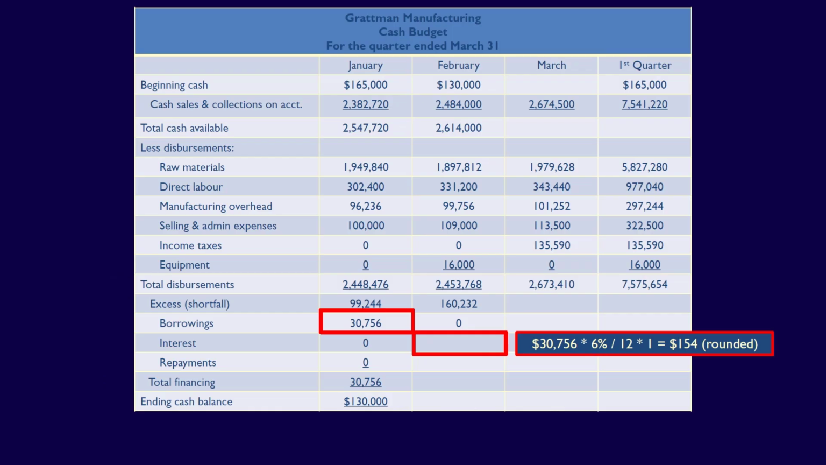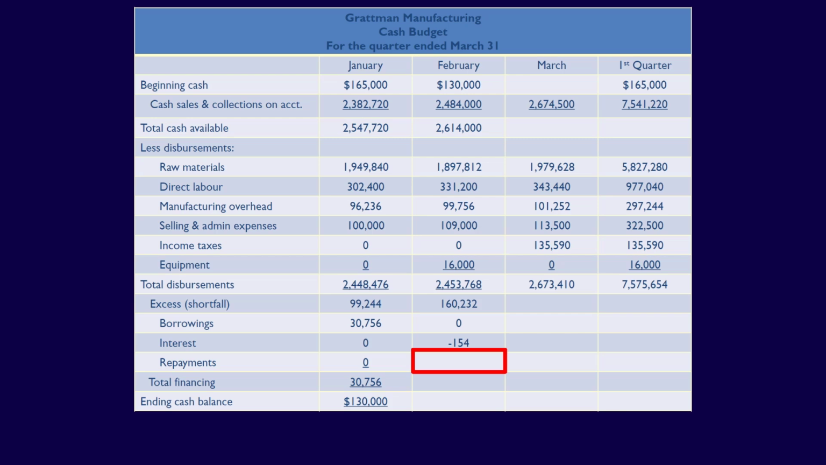To calculate the interest paid in February, we take the borrowings of $30,756 and we multiply it by 6%, divide by 12 months to get the monthly interest rate, and multiply by 1 month. Interest is therefore equal to $154 rounded. So the amount of interest paid in February for the amount of money borrowed in January is equal to $154. This is an outflow in the grouping of both inflows and outflows, so we denote the interest payment as negative $154. That's the interest that management will pay on February 28th for the amount borrowed on January 31st.